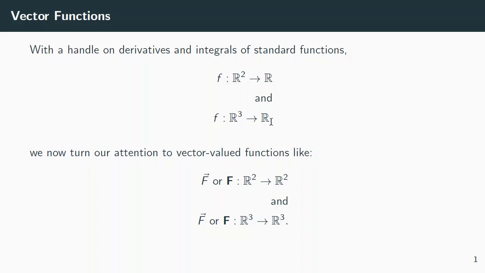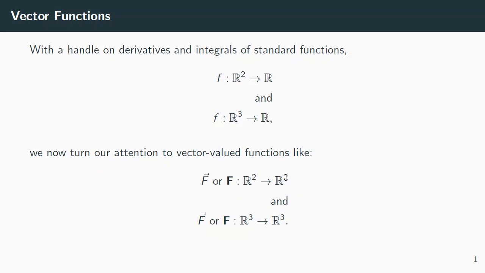Well, what a vector valued function does is it takes in a point in the plane or a point in space, but it outputs a vector. So an x comma y or an x comma y comma z.